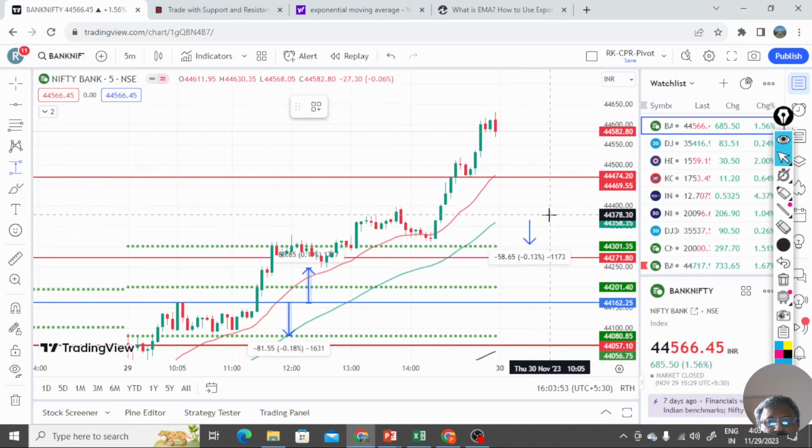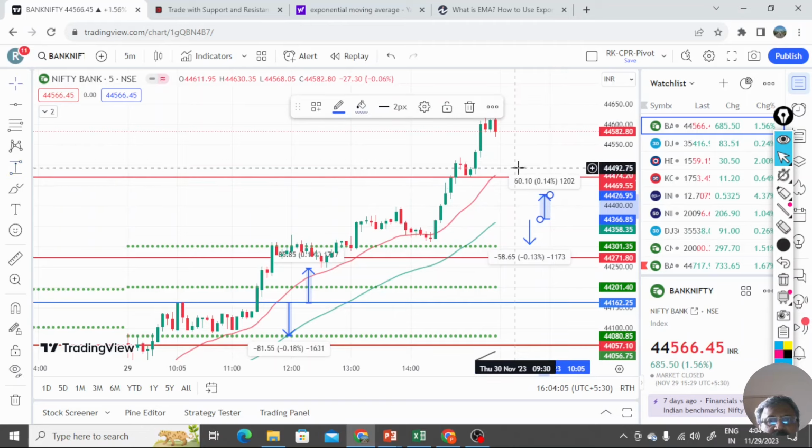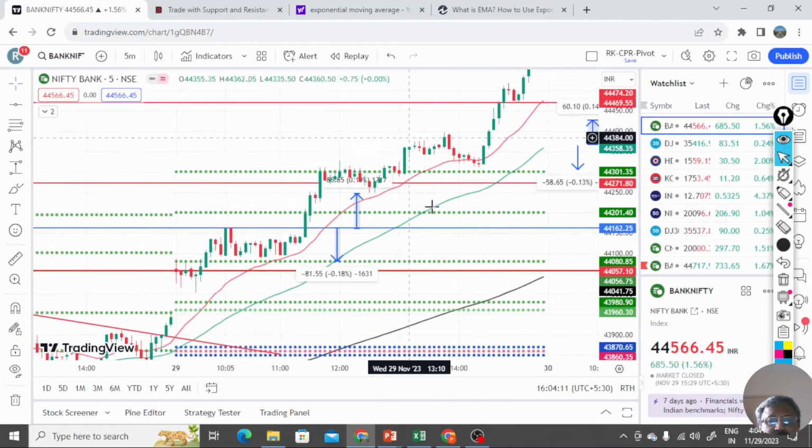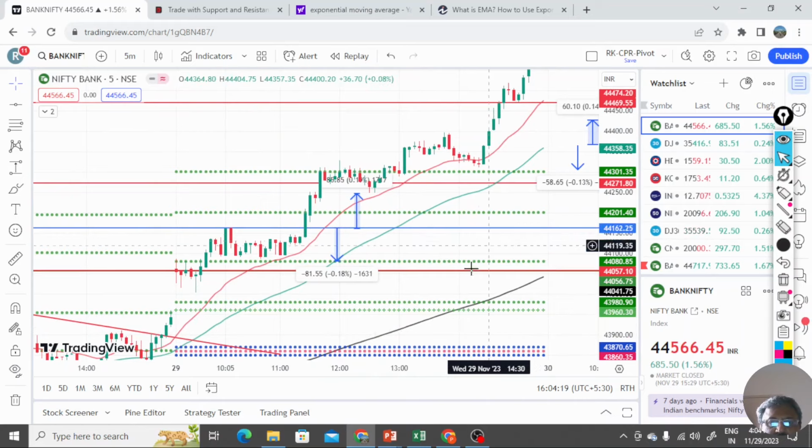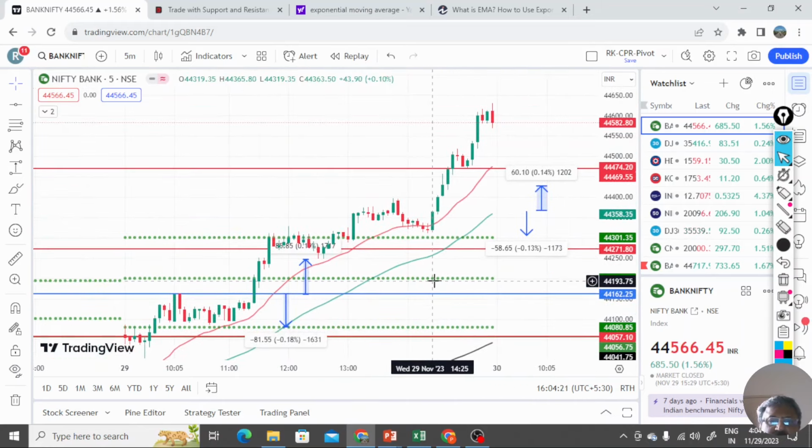I could have taken nearly 120, or say for example the first target could have been here in this candle, and the second target could have been trailed likewise. So that's how this 20 EMA and its combination with the 20, 50 and 200 EMA, we can get very good signals.